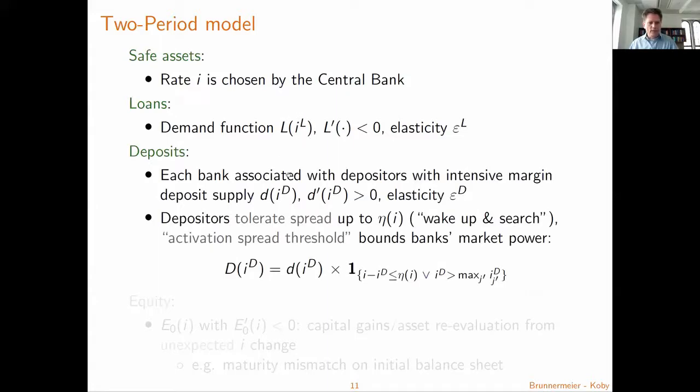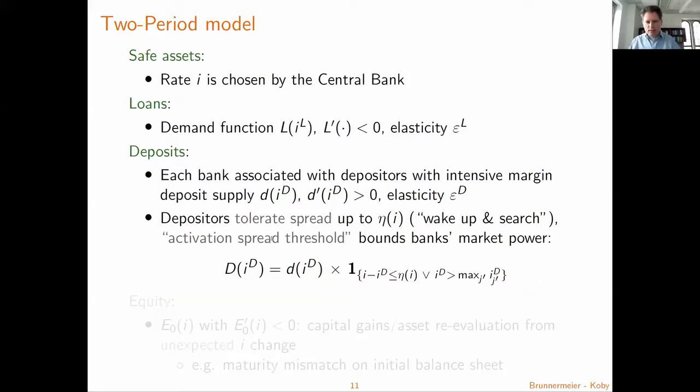On the deposits, similarly, each bank is associated with a number of depositors with an intensive margin deposit supply. That's how much each individual depositor says, should I save more or less depending on the deposit rate. Typically I would assume it's not so sensitive, but it has some elasticity of epsilon D. That's for an individual depositor. And then it aggregates up to an aggregate number for all depositors in your bank. And here comes a new element we assume here.